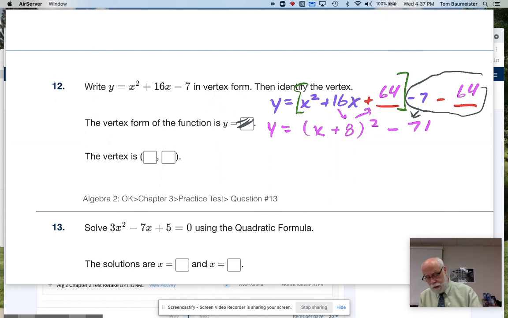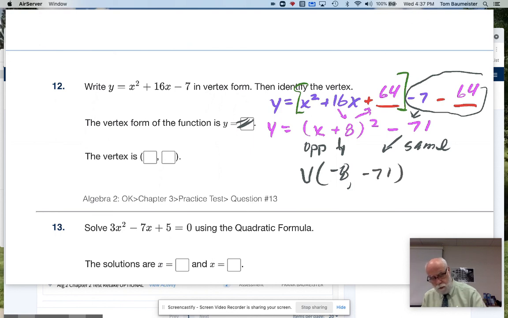And then our vertex, remember, our vertex, we take the opposite of that one. So that would be negative 8. And this one here, we take the same. So that would be negative 71. So our vertex is negative 8 and negative 71.